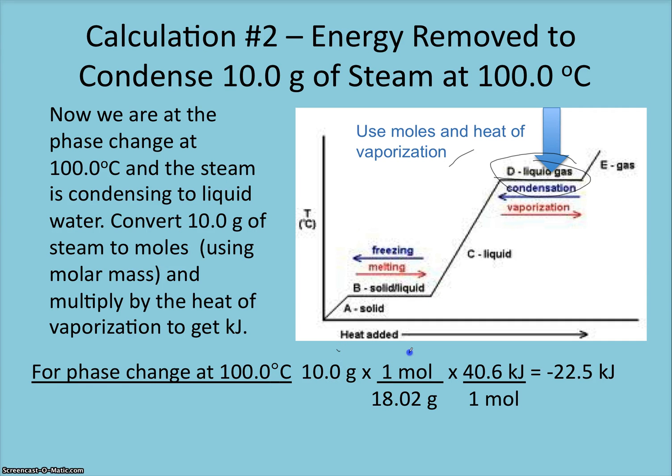10 grams divided by the molar mass, or using dimensional analysis, 1 mole over 18.02 grams, times the molar heat of vaporization, 40.6 kilojoules per mole, giving you a final answer of 22.5 kilojoules. Again, we're keeping our negative sign because we're taking heat out. You can add the sign at the end.